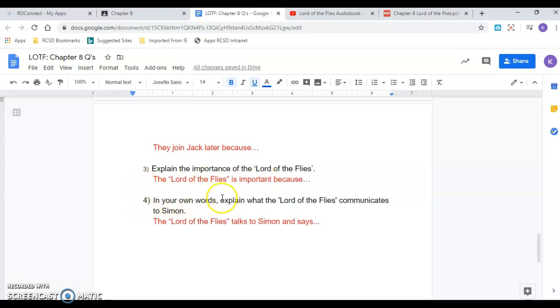In your own words, explain what the Lord of the Flies communicates to Simon. The Lord of the Flies talks to Simon and says, what does the Lord of the Flies say the boys are going to do to Simon? He says to Simon, watch out.